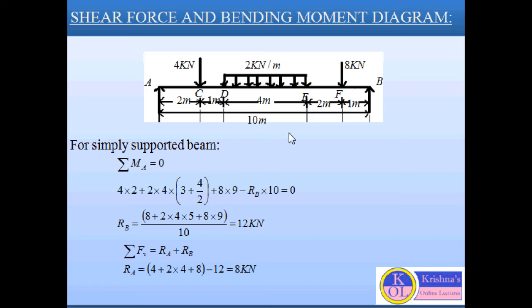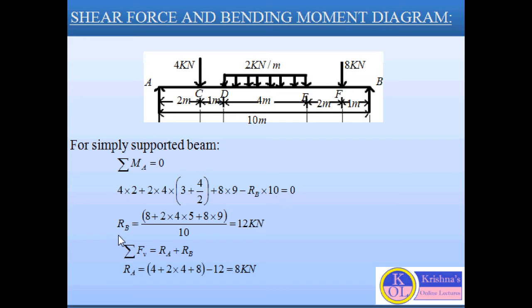The distance is 9 meters, so it will be 8 into 9. These forces are all acting downward, so we are taking them as positive, but RB is in the upward direction, so it is negative. So RB into 10 will be the moment, and that is all equal to 0.